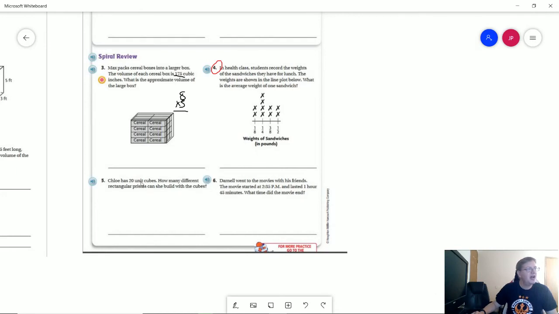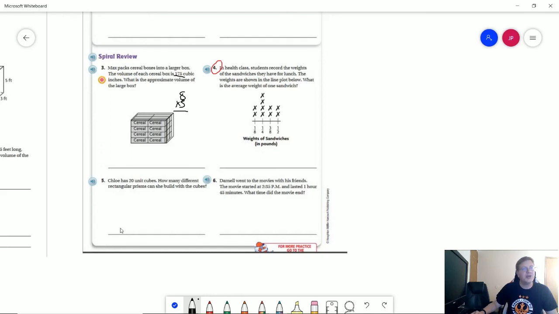Number 5, if we have 20 unit cubes, how many different rectangular prisms can you build? Think about when I went ahead and used the tabletop simulator to kind of show different ways that we could stack things. So if we only have 20 cubes to start with, there's an obvious one that you can do that would be 1 cube high.